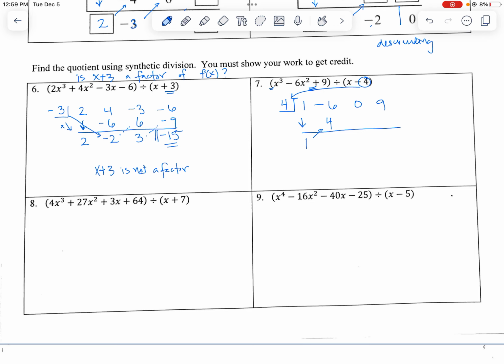Add negative 6 plus 4 to get negative 2. Multiply 4 times negative 2 to get negative 8. Add 0 and negative 8, and get negative 8. Multiply 4 and negative 8 to get negative 32. And then add 9 and negative 32 to get, I'm blanking here, to get negative 20, why can't I do this? 23. There we go, negative 23.